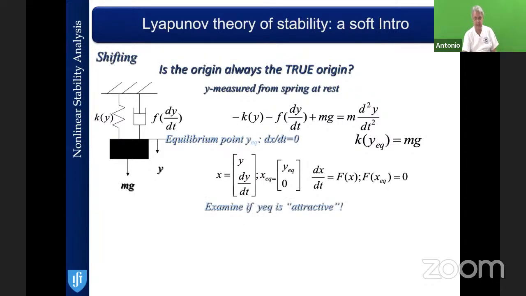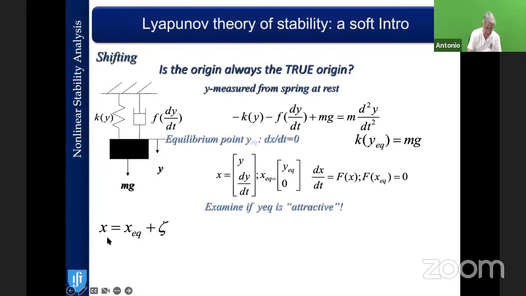So let's see if y equilibrium is attractive, which is obvious from a physical standpoint. When you pull it, it will go back to that point. But let's show it, even with nonlinear springs and dampers and stuff like that. In order to study this, you have to ask the question, suppose I'm at equilibrium. Equilibrium is y equilibrium, and the derivative is zero. And now I perturb. Will I come back to the equilibrium point?